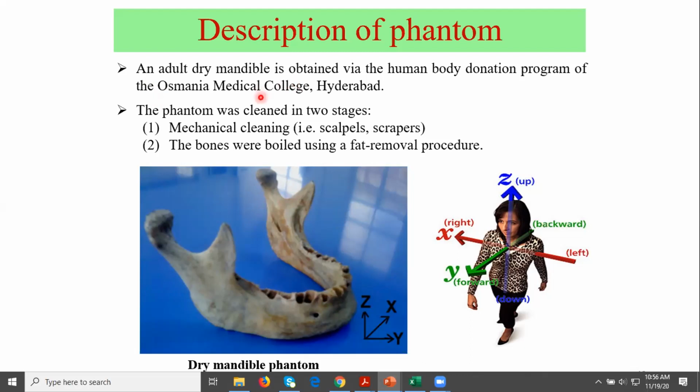This dry mandible is one shape that is representing a phantom. We did mechanical cleaning, and we boiled it for fat removal. If fat is also there, maybe it changes the threshold in the CT scanner, and the dimensions may change. So that's why we have taken only bone in the CT scan also.